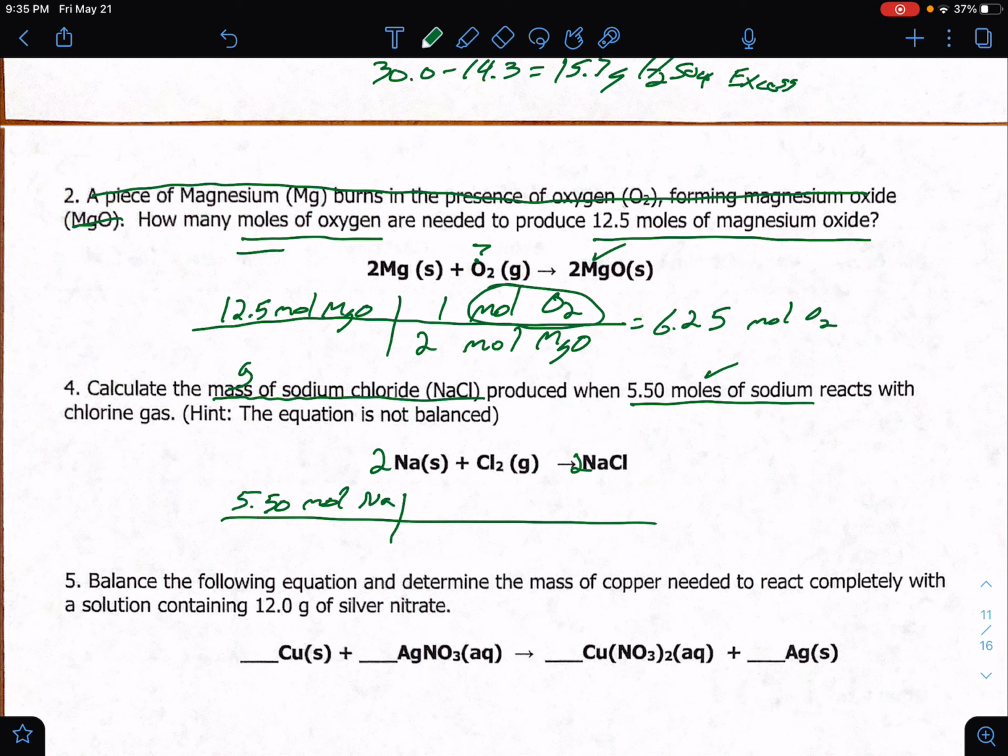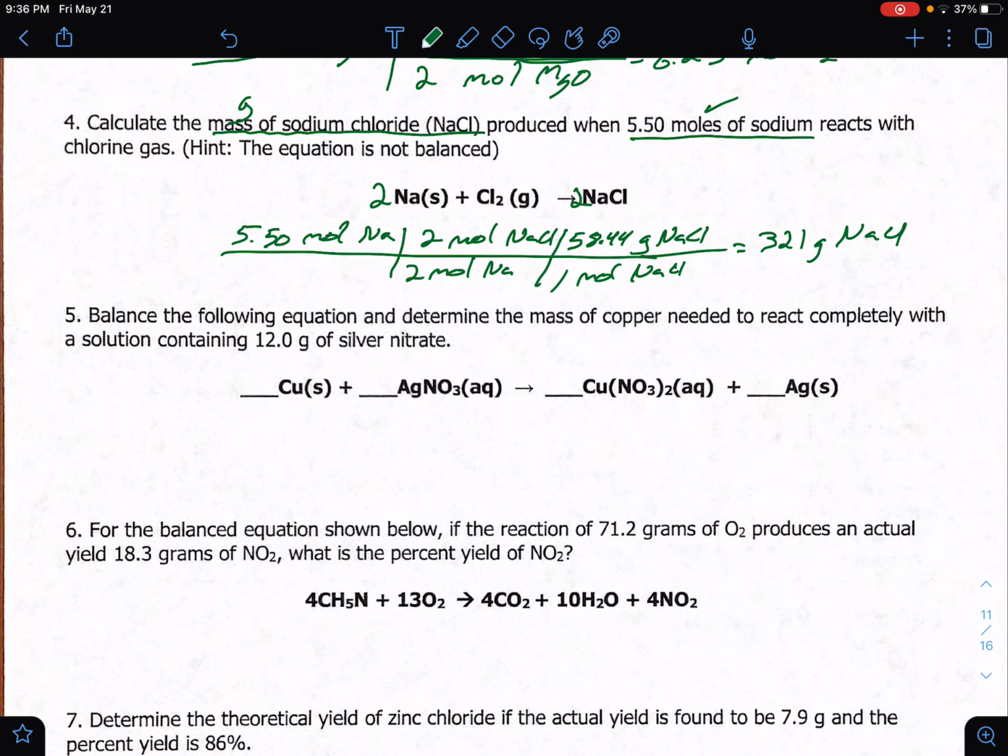I'm already in moles of Na, so I don't need to know the mass of Na. So I'm going to bring moles of Na on bottom, and now I can go to moles of NaCl. Okay, there are 2 moles of Na and 2 moles of NaCl. I need grams, so I need to go one more step. So moles of NaCl is on bottom. Well, I know that 1 mole of NaCl equals the mass of NaCl on top, and the mass of NaCl is 58.44 grams. Multiply everything on top, divide by the bottom, and you should get 321 grams of NaCl.